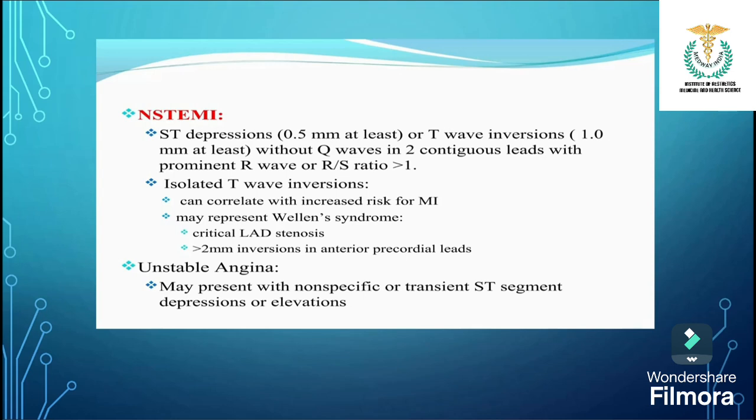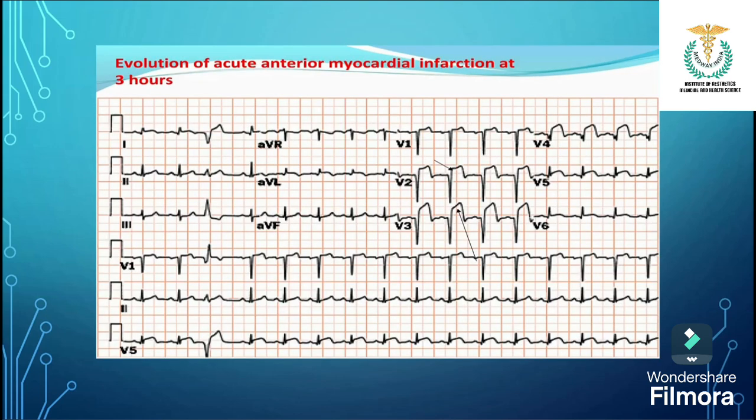Unstable angina may present with non-specific or transient ST segment depression or elevation. Now, evolution of acute anterior MI at 3 hours. You can see after the J point, the ST segment is elevated. So this is ST elevation in V2, V3, V5, V6. So this is acute anterior wall MI.